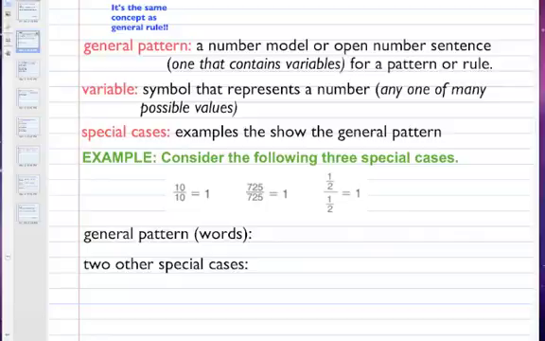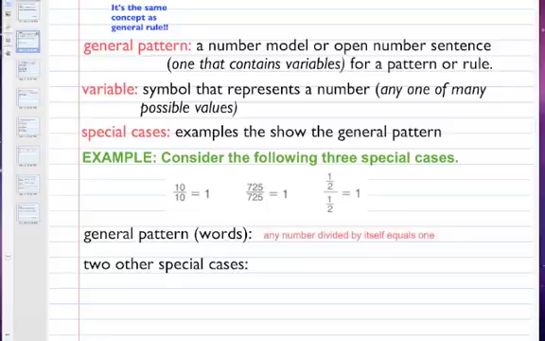A variable, we've been working with those this year. Those are symbols that represent a number, and we often use letters for variables. Special cases is really a term that means examples that show the general pattern. For example, we have 3 special cases: 10 divided by 10, 725 divided by 725, 1/2 divided by 1/2. And you'll notice in those 3 examples, any number divided by itself is equal to 1.